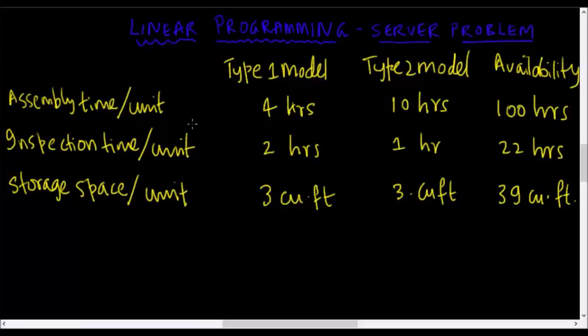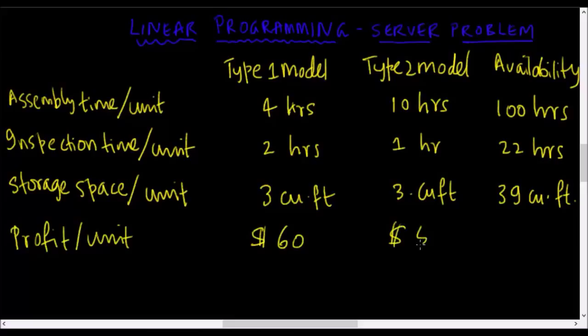The manager is interested in maximizing the profits, where the profit per unit of server type 1 model is $60 and type 2 model is $50. Other details given here are that each type 1 model requires 4 hours in the assembly section, and 10 hours by type 2 model in the assembly section.